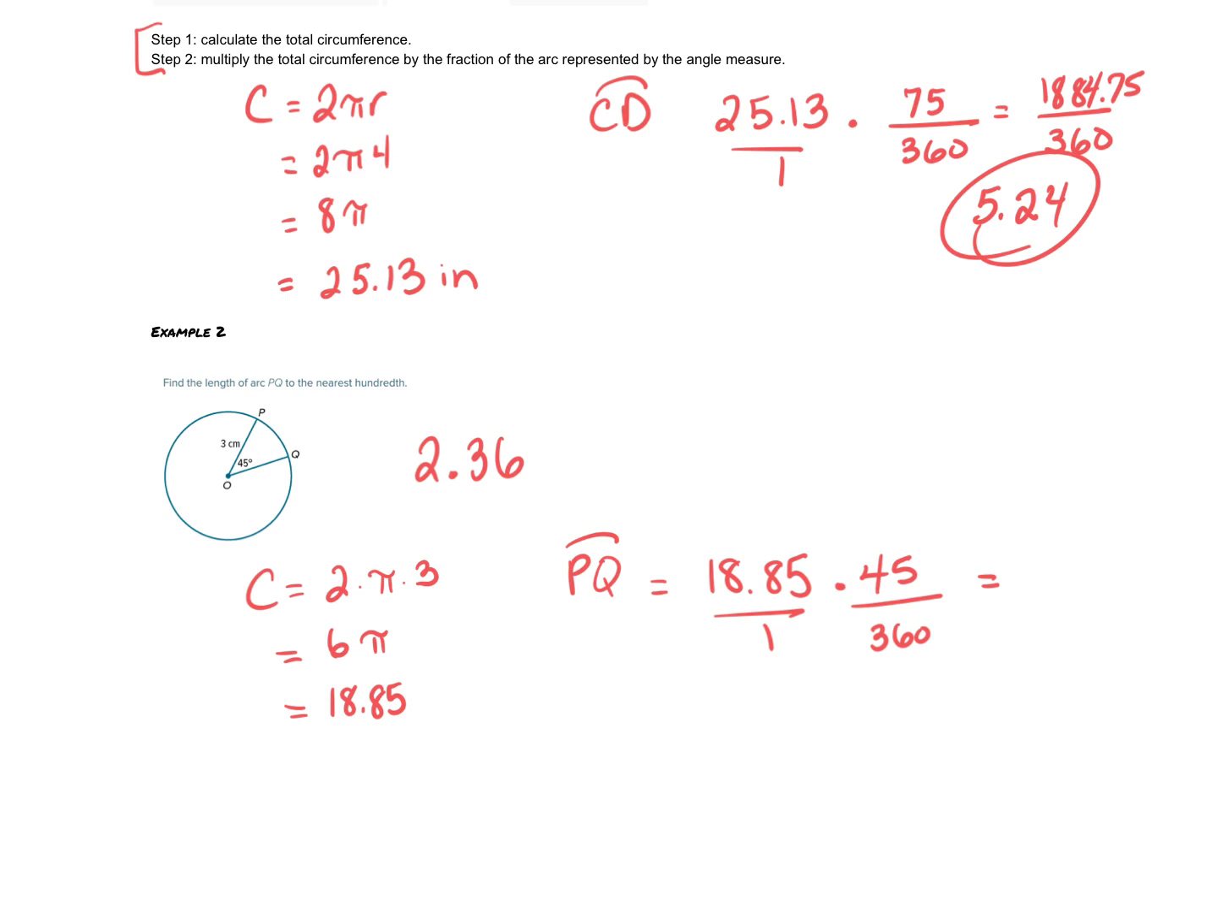So 18.85 times 45 gives me 848.25, and then I'm going to divide that by 360 to get, and that's how I get 2.35 or 2.36. Okay.